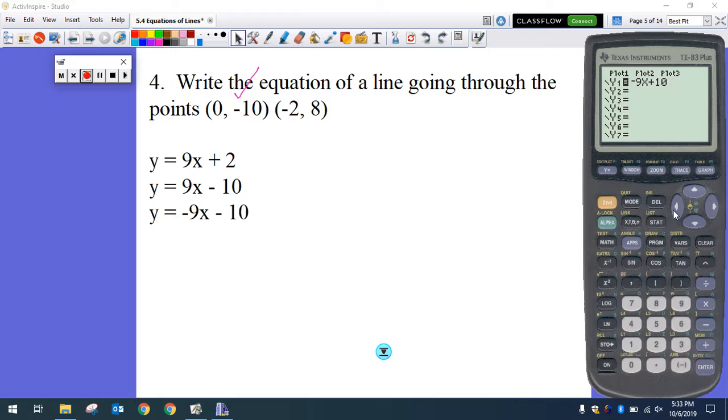But actually it should say minus 10, so let me change that to a minus. All right, and let's do second graph. Does it go through 0, negative 10? Yes. Does it go through negative 2, 8? Yes. So C was the answer there.